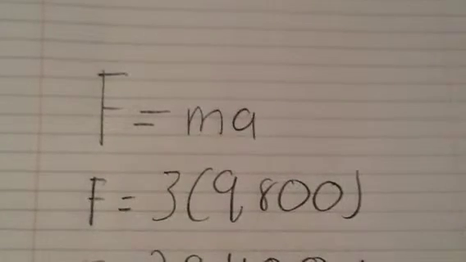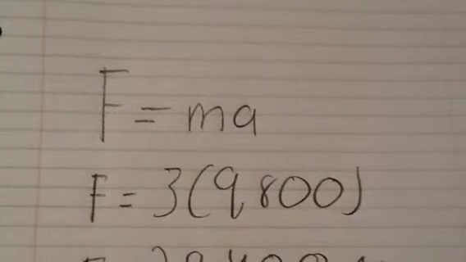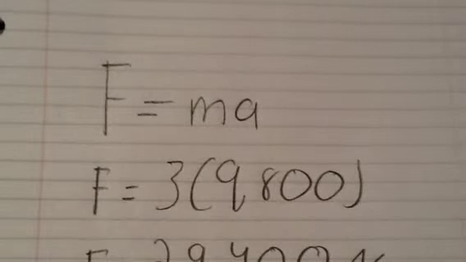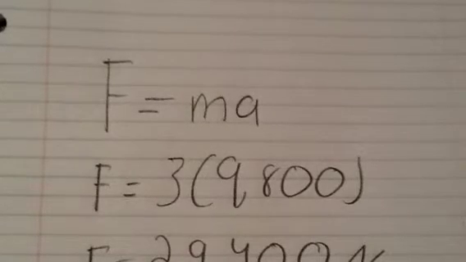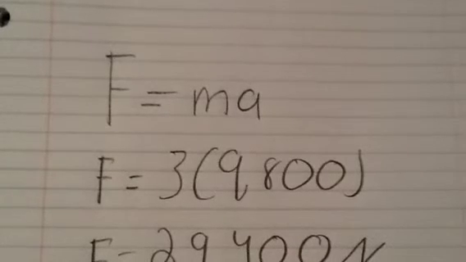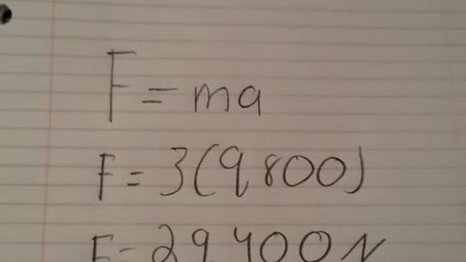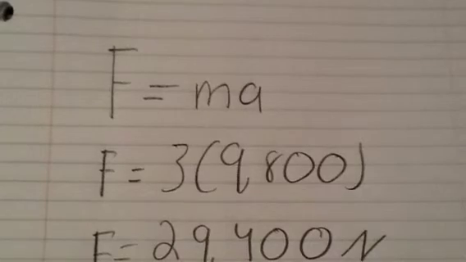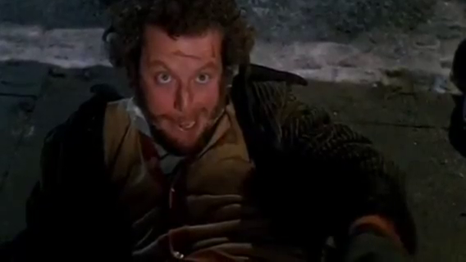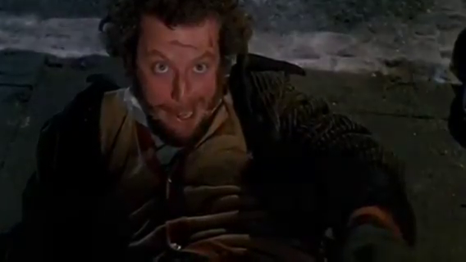The force of the impact can be determined by using the formula F equals ma, with A being the rate of deceleration. The mass of the object is 3 kilograms, and the rate of deceleration is 9,800 meters per second squared. So the force is 9,800 times 3, which equals 29,400 newtons. So we think that Marv would not be able to get back up after being hit in the head with a force of nearly 30,000 newtons.